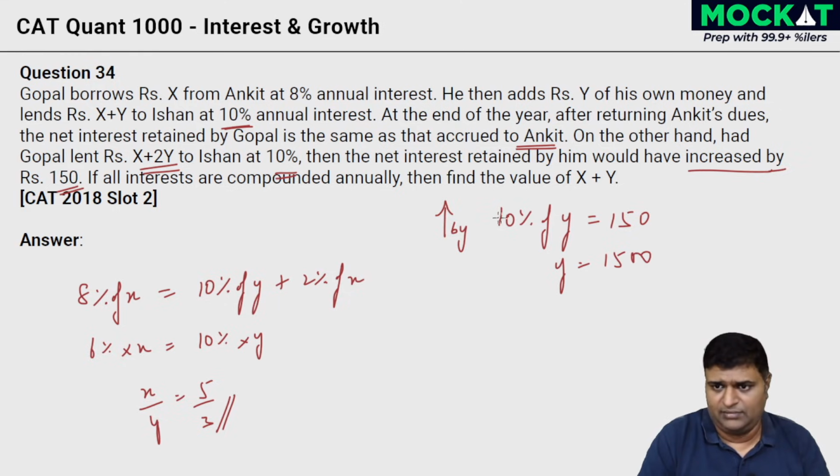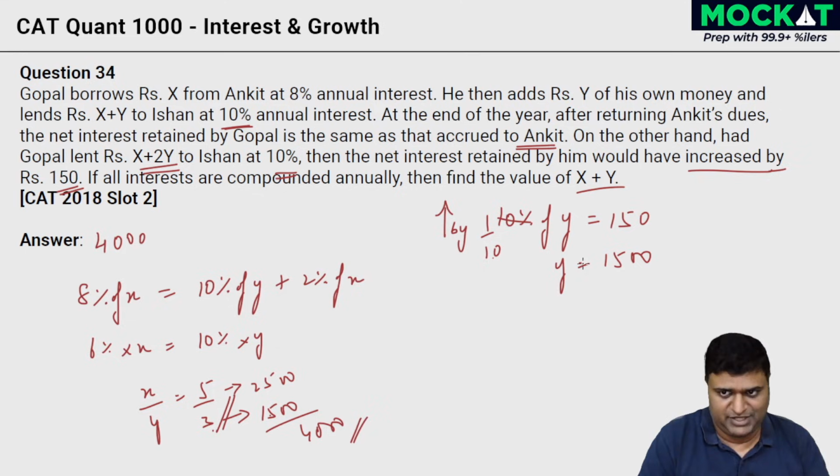1500, right? You can just write it as 1 by 10 and take it there, and you get y equals 1500. If y over here is 1500, 3 parts is 1500, then 5 parts over here is 2500. What's asked is the sum total of these two, x plus y, which comes to 4000, and the answer becomes 4000.